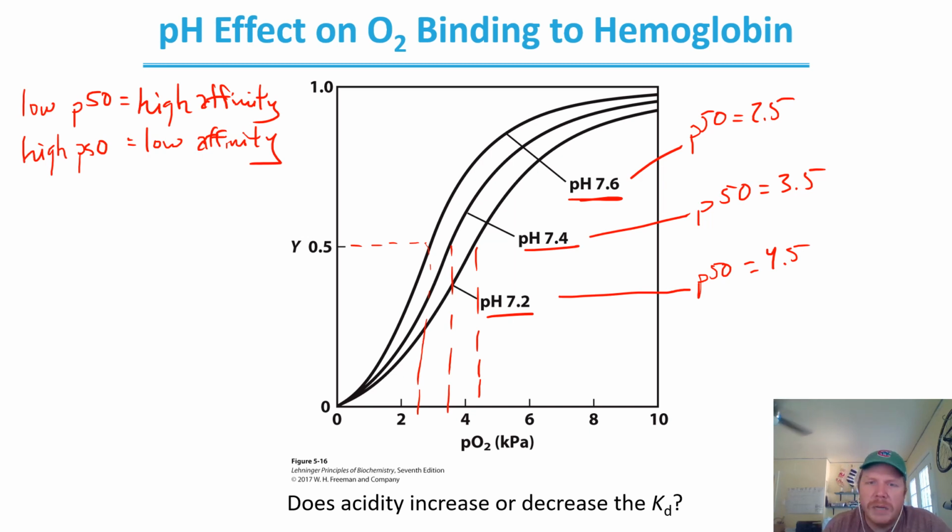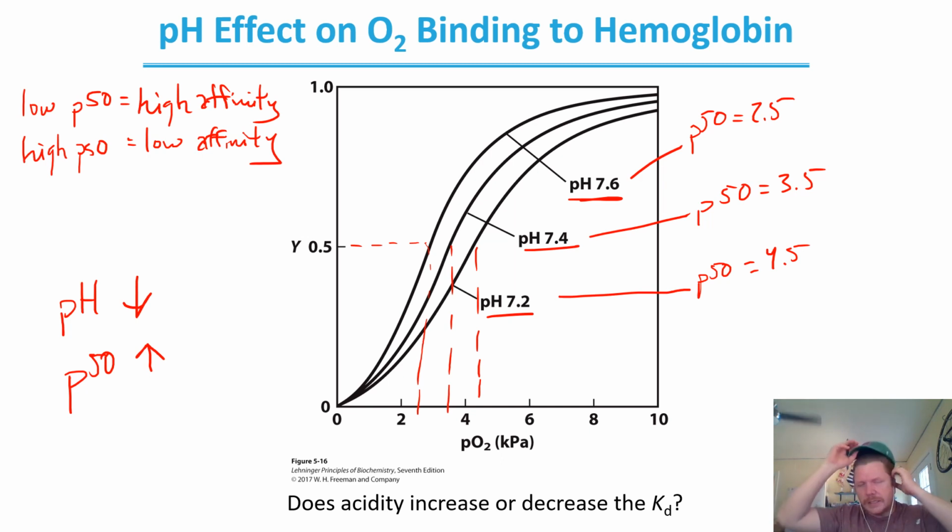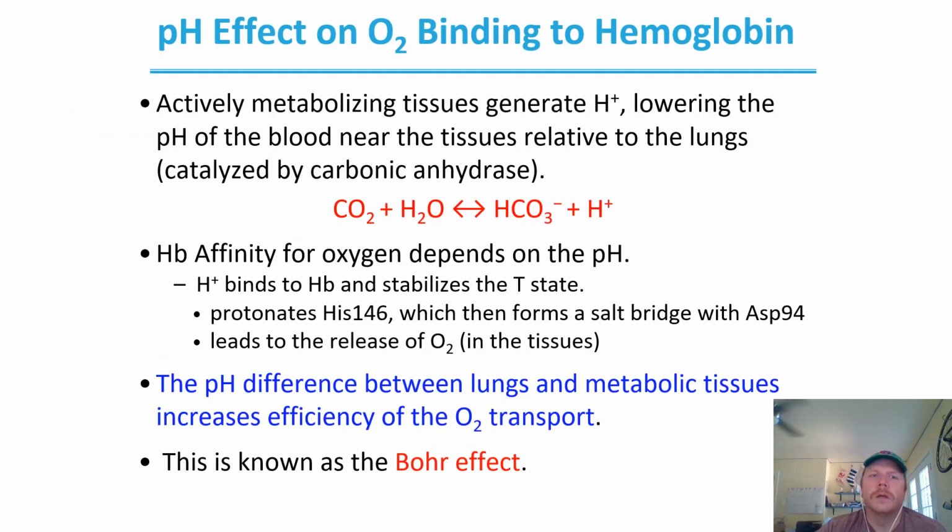We're seeing our P50 increase from 2.5 when our pH is 7.6 to a P50 of 4.5 when our pH is 7.2. So our pH goes down, our P50 goes up, which means that as we get a more acidic environment, our affinity for O2 with hemoglobin is going to go down. So a more acidic environment is going to cause our affinity for O2 to go down. Okay, so the pH effect on O2 binding to hemoglobin can be characterized with this.